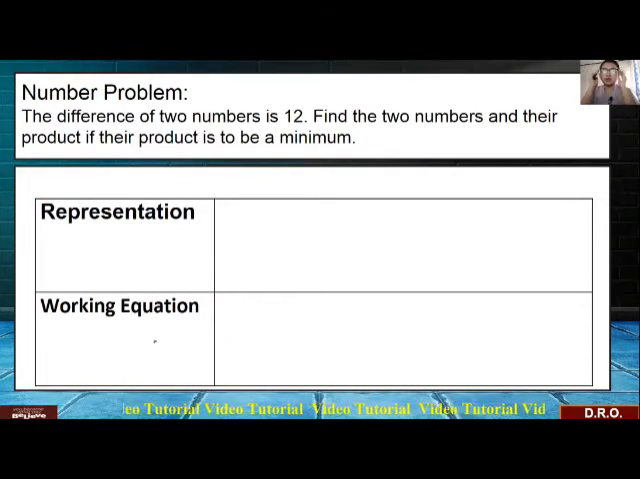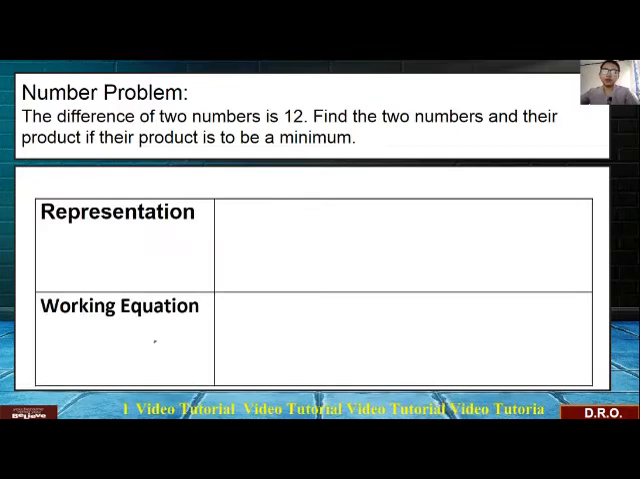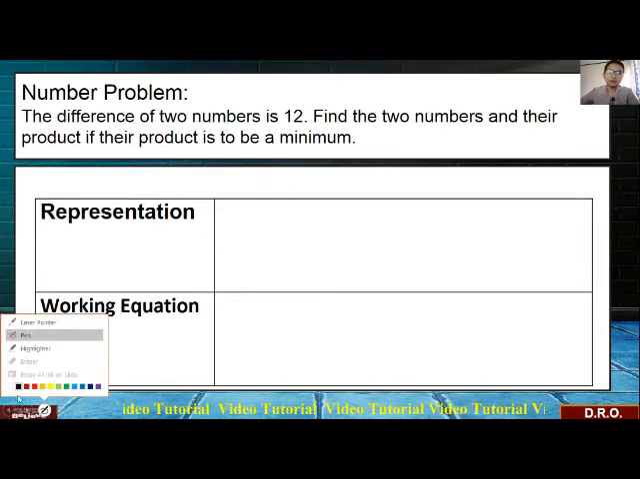So the problem goes like this. The difference of two numbers is 12. Find the two numbers and their product if their product is to be a minimum. If we look at our table, we have here representation, working equation, solution, conclusion, or final answer. Before we fill out our table, let us first analyze the problem, identify the given, and what is asked.